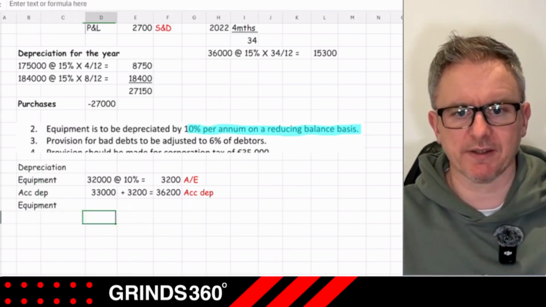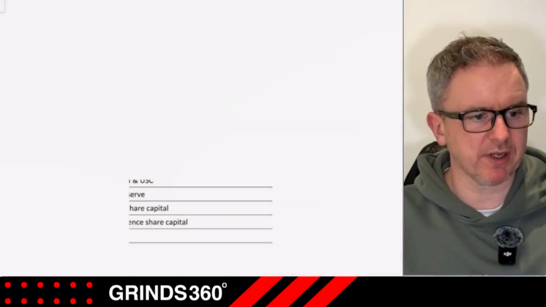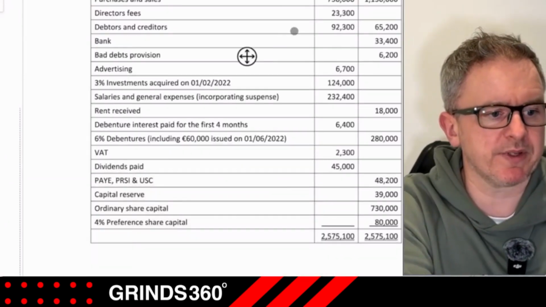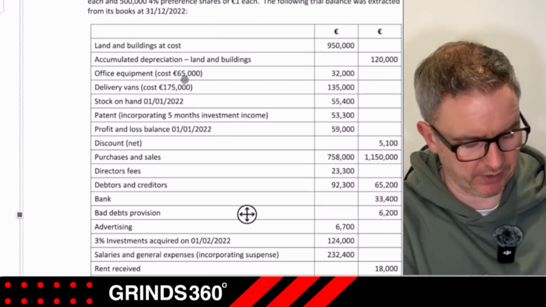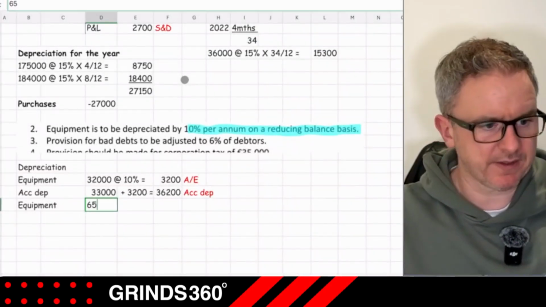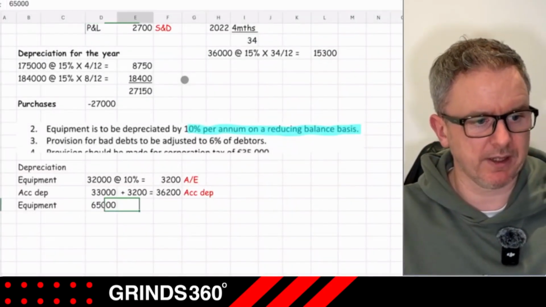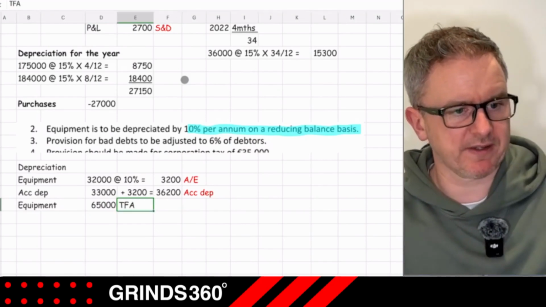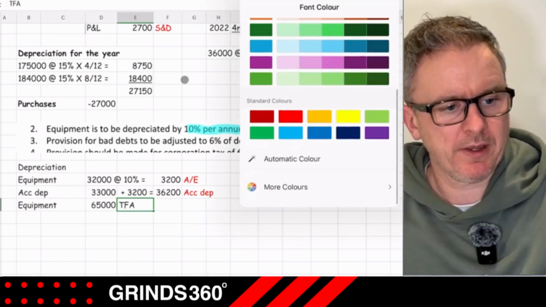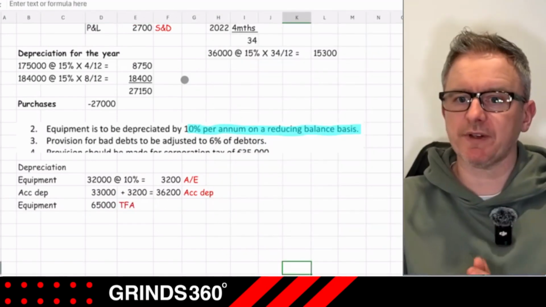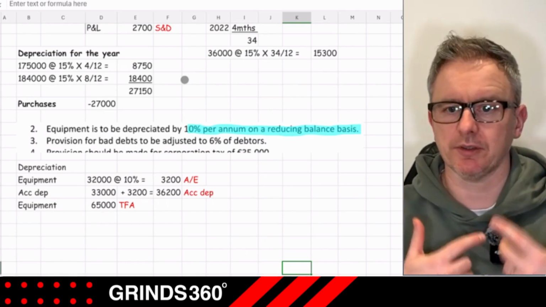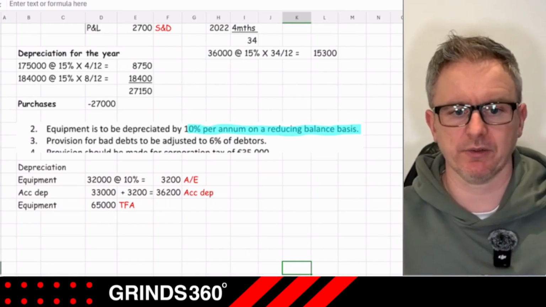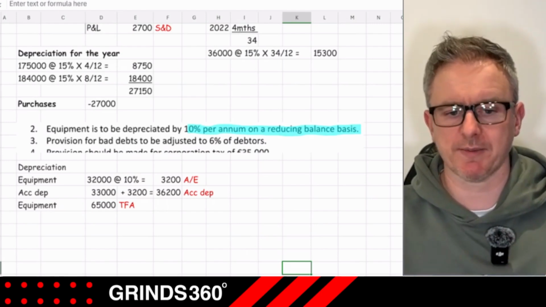The equipment itself though, just remember the original cost, because that's a common one as well, that you can actually get all that hard work done and then not put in the cost figure. So the cost figure there is 65,000, okay? And that's your tangible fixed asset, that's your cost figure. So just watching out for that if you're given a reducing balance method, okay? Just to make sure that your process is correct on that as you go through it. But I think most of you should be absolutely fine on that.